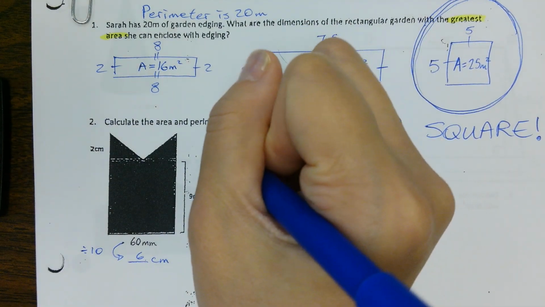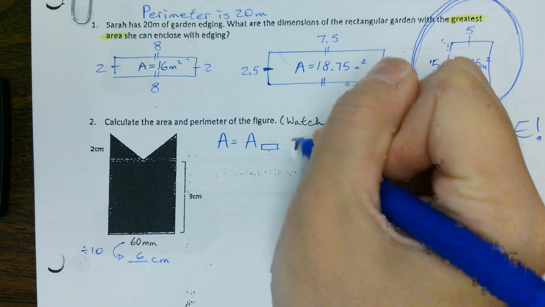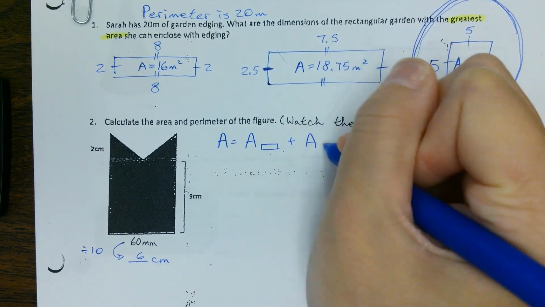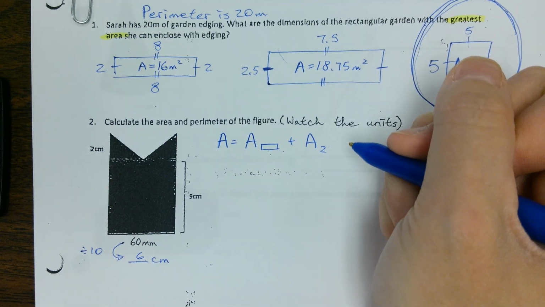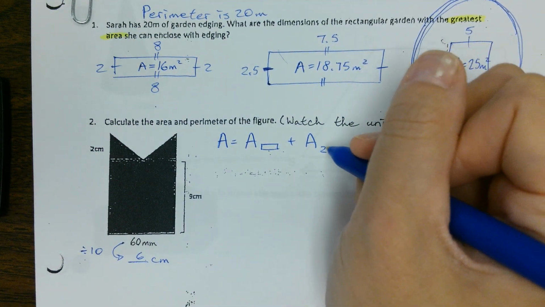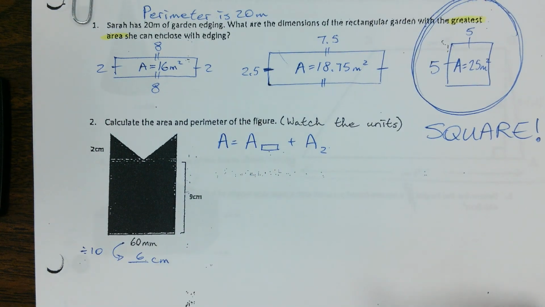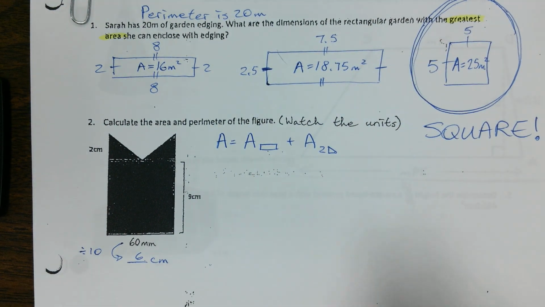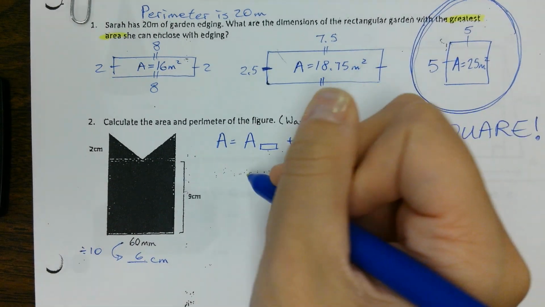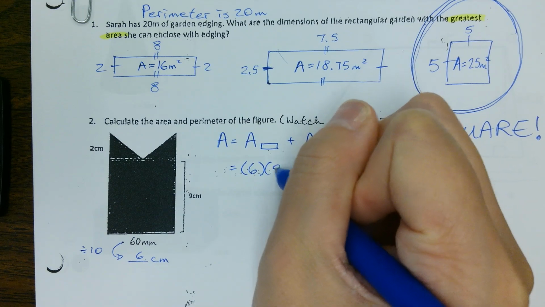Okay. Well, I want the area of the rectangle plus the area of the two triangles. Or I could do the overall area and then take away that triangle. Which one do you guys want? This one? Okay, sure. So the area of the rectangle is simply 6 times 9, length times width.